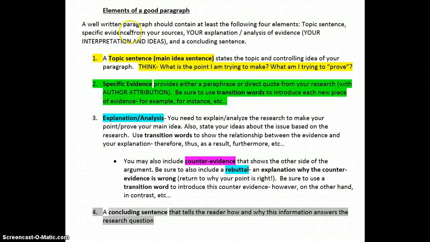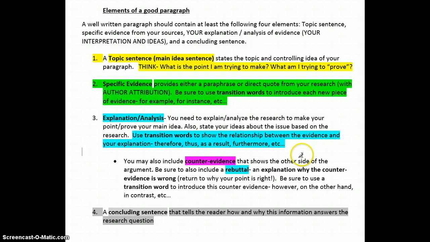Next, use a few sentences to explain what this quotation or reason means. In other words, you want to tell your reader how this reason or quote relates to the topic sentence. You may have a few sentences here, depending on how much you need to explain or what the assignment is asking for. Use transition words to show the relationship between evidence and your explanation. Therefore, thus, as a result, furthermore, etc.